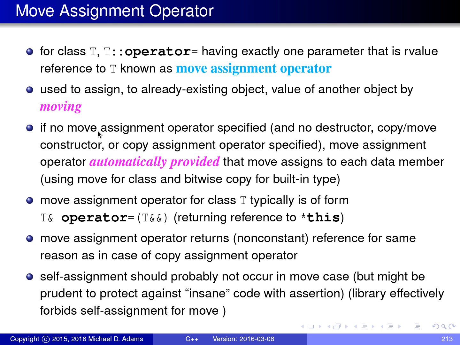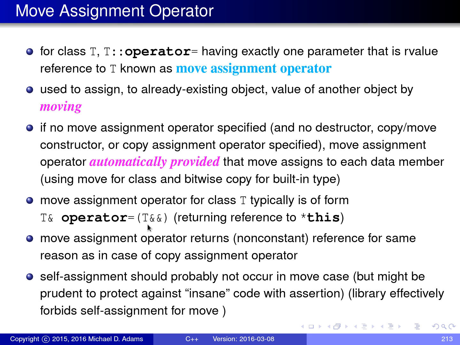Now, if no move assignment operator is specified and certain other conditions are satisfied, namely that there's no copy constructor, move constructor, or copy assignment operator specified, then the compiler will automatically provide a move assignment operator for you. What this automatically provided move assignment operator will do is move assign each data member by using a move assignment operator for class objects and using bitwise copy for built-in types like int and float and double and so on.